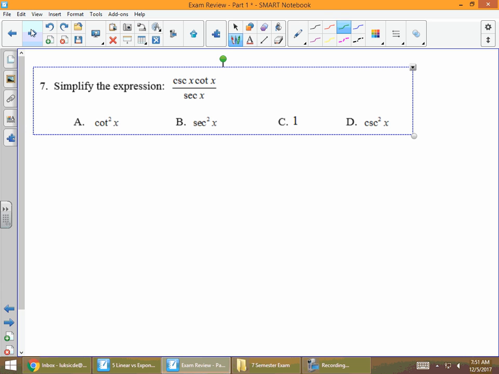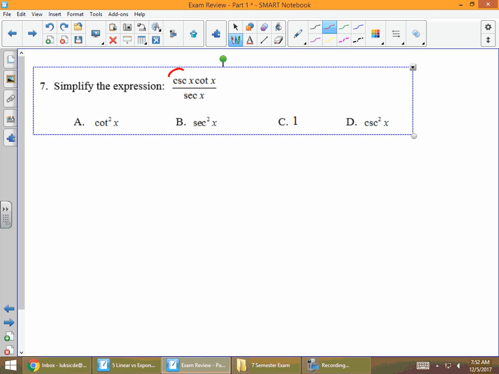All right, this next one is a simplification. So I think simplifications are actually a little harder than proofs, just because here we have multiple, like, what am I trying to get to? You have multiple options. So let's just start working what we can. I'm going to turn all of these into sines and cosines.